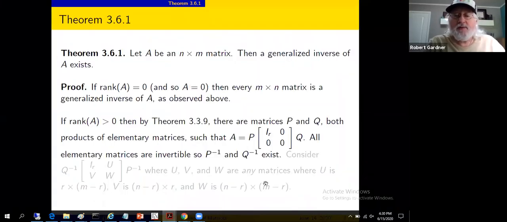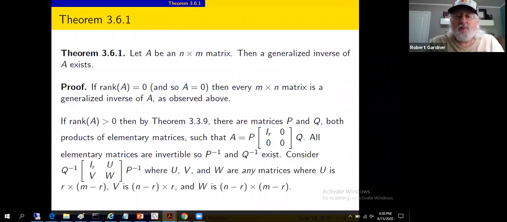Okay, so we can permute things around and write A in this form. Now, all elementary matrices are invertible. P and Q are products of elementary matrices, so P and Q themselves are also invertible. So we want to consider the following, and here's where the uniqueness is disappearing. We want to consider the matrix Q inverse, this thing, P inverse. This thing has an R by R identity matrix in the upper left-hand corner.